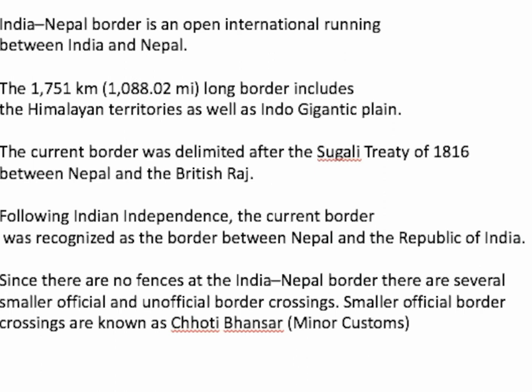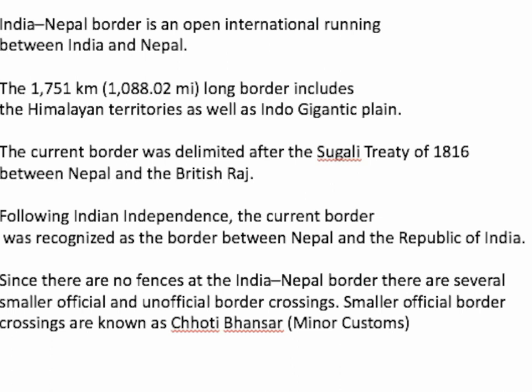The India and Nepal international border is an open international border running between India and Nepal. It is sometimes called Indo-Nepal and it is about 1751 kilometers long. The border includes the Himalayan territory as well as the Indo-Gangetic Plain. The current border was delimited after the Sugauli Treaty of 1816 between Nepal and the British Raj. Following Indian independence, the current border was recognized as the border between Nepal and the Republic of India.